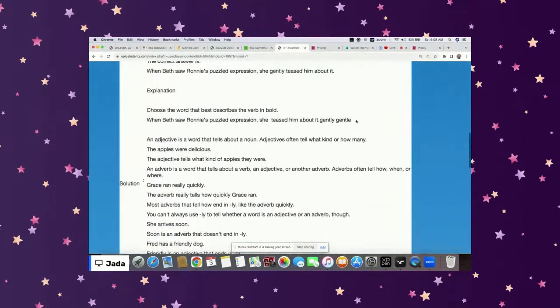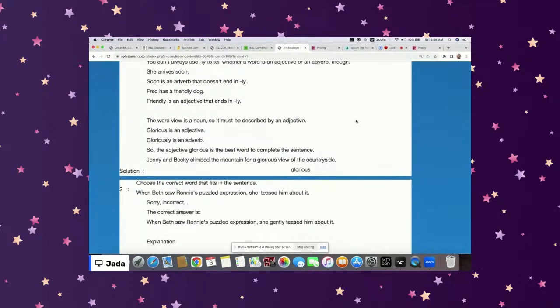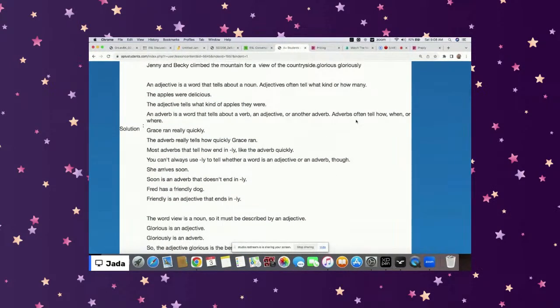I think we can move on to the test if we are able to identify both the adjective and the adverb. On the chat box, can you tell me if you have any questions with adjectives and adverbs? If you have no questions, just type no and then we'll move on to the test. Type yes for a question, no for no question. Do you have any?